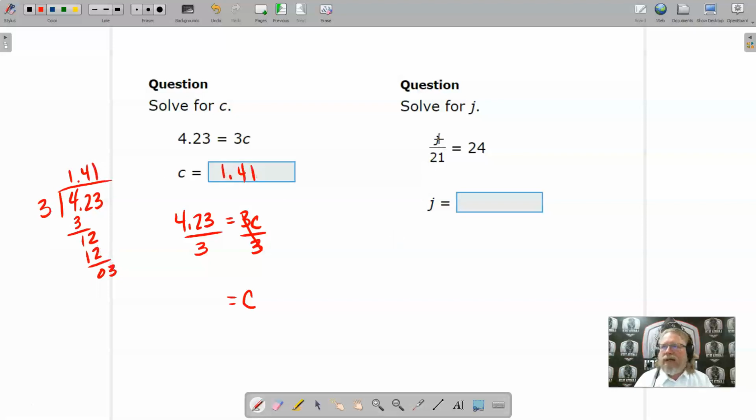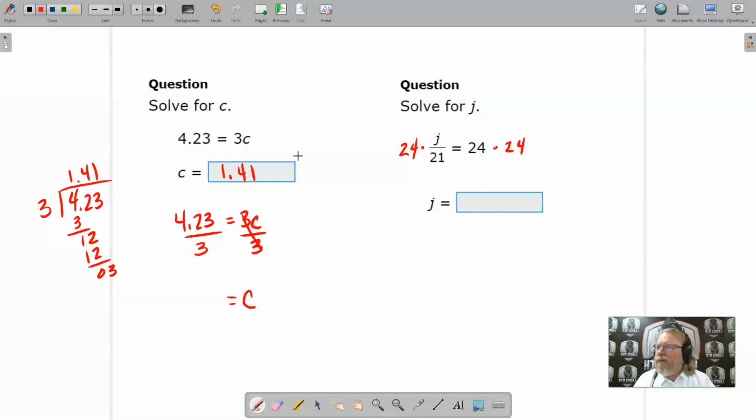Last problem. The j is related to the 21 through division. The opposite operation is multiplication. We're going to multiply by the very number we wish to get rid of, which is 24. And what we do to one side, we have to do to the other. I'm just happy it's not decimals. I'm still going to have to do this multiplication of 24 by 24, but that's fine.